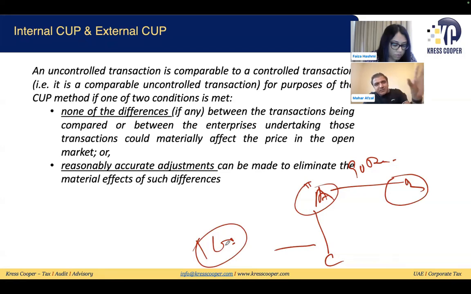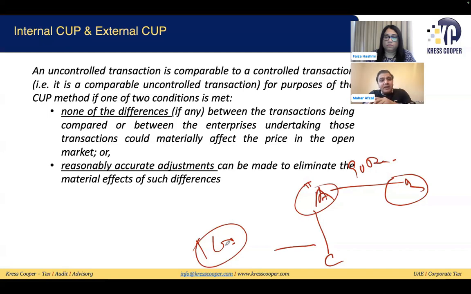So without adjustment, if everything is the same, the price will be the same. And if there are differences in functions, nature, delivery of the goods, Incoterms, A, B, C, D, then we need to make the adjustment. And after making the adjustment, again, the price will be the same. So the price can be the same without adjustment if everything is the same, and if there are differences in terms, then we need to make the adjustment. After the adjustment, in principle the price should be the same.